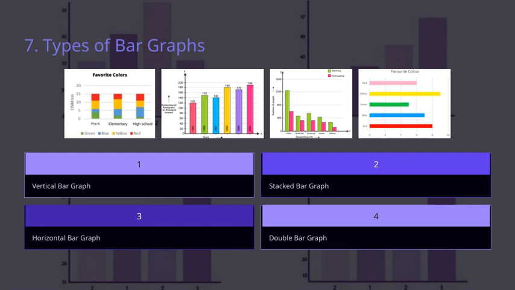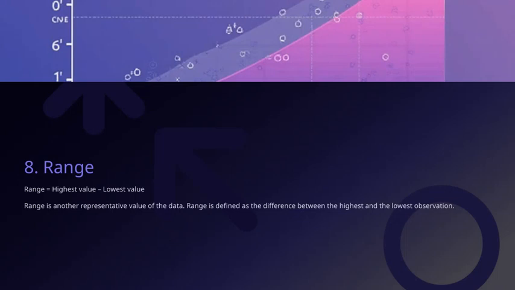Moving on, there's the stacked bar graph, which allows us to see the composition of different segments within each category, all in one bar. It's great for showing how parts contribute to a whole across multiple categories. Finally, we have the double bar graph, which places 2 bars side by side for each category. This is ideal for comparing 2 different data sets directly. Understanding these variations helps us choose the right type of bar graph for the story we want to tell with our data.